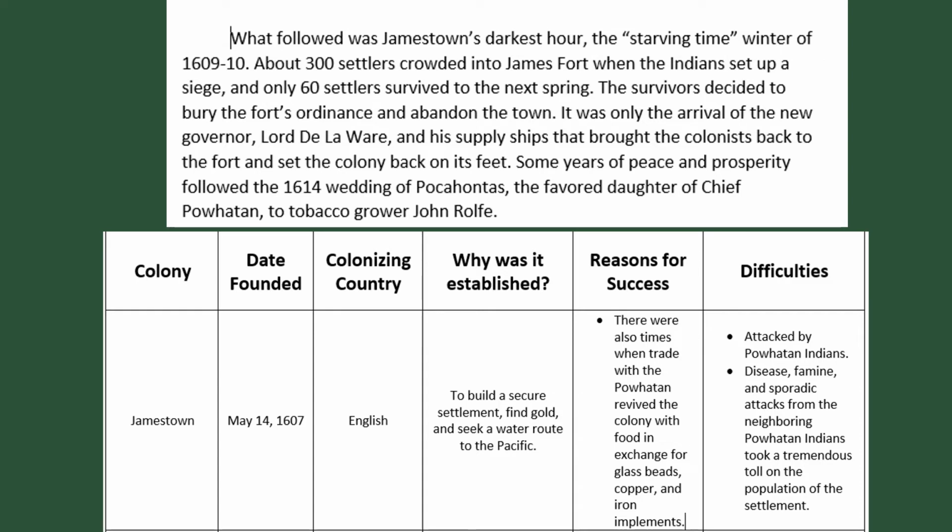So the starving time during the winter of 1609 to 1610 was definitely a difficulty for these settlers. So we can see here that due to the siege, not many survived. So that's something that was very difficult for the colony. So about 300 settlers crowded into James Fort when the Indians set up a siege, and only 60 survived to the next spring. So that's something we're going to add, because then also the survivors decided to bury the fort's ordnance and abandon the town. So that's a difficulty for the colony.